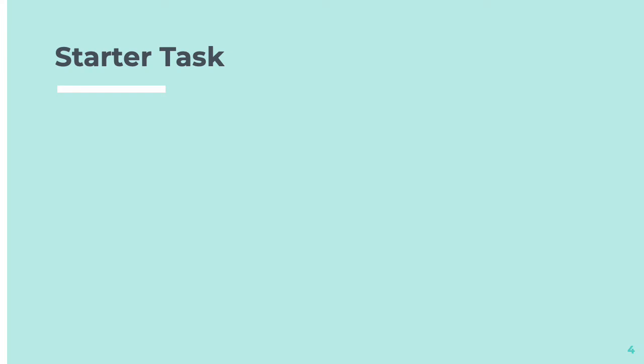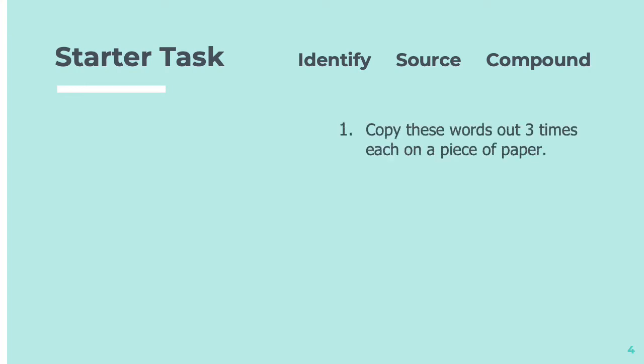So we're going to get things started with a little starter task. So you've got 3 words at the top there from the academic words list. So we've got identify, source, and compound. So the first thing that I'd like you to do is copy these words out 3 times each on a piece of paper. Then I'd like you to use the 3 words to come up with a sentence of your own and try and use all 3 words if you can.